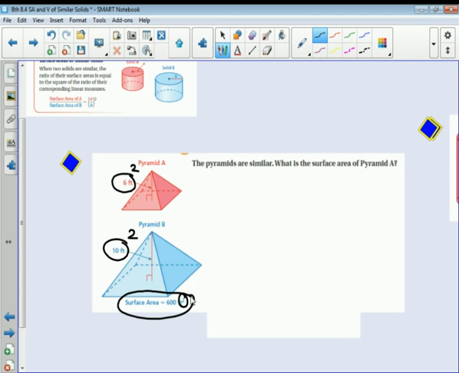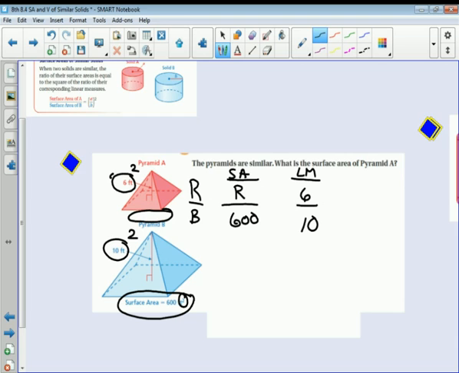Okay, so I'm going to go ahead and set this up as red over blue, and we're going to do our proportions. So we'll do our surface area and then we'll do our linear measures. Our surface area on the red, we don't know. They left that blank, so I'm just going to put a letter, an R, over our blue surface area, which was 600. Now our red linear measure, which is our height that they gave us, was 6, and our blue was 10. I pulled those from right here.